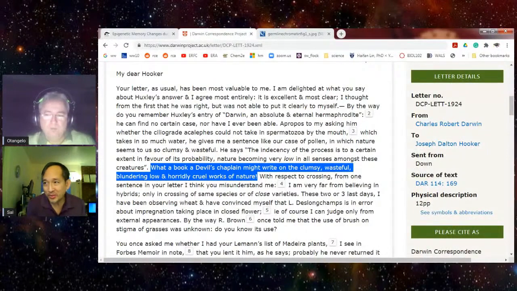I found the quote. I'd like to share it. So this is a sentiment of many evolutionary biologists. It says, "What a book, a devil's chaplain." By the way, a devil's chaplain was Robert Taylor. He was a rogue minister who was an atheist. He would be like an anti-theist today, but he was just really crazy. So devil's chaplain refers to someone who is very anti-Christian. He was an ex-minister. So Darwin said, "What a book a devil's chaplain might write on the clumsy, wasteful, blundering, low, and horridly cruel works of nature."